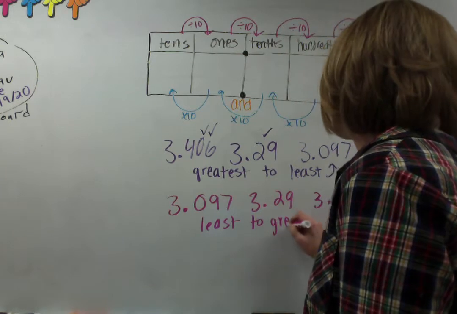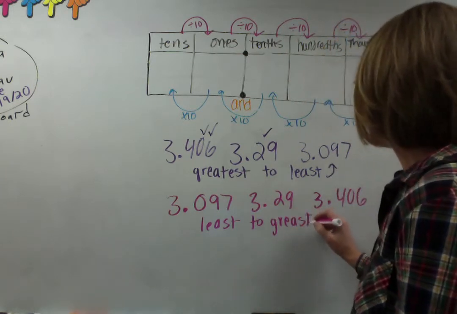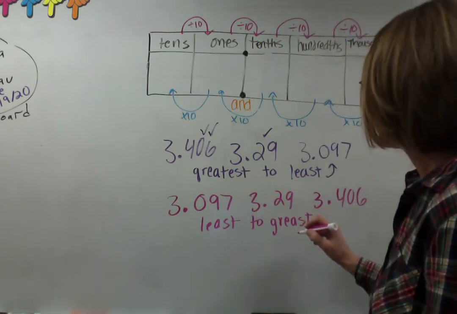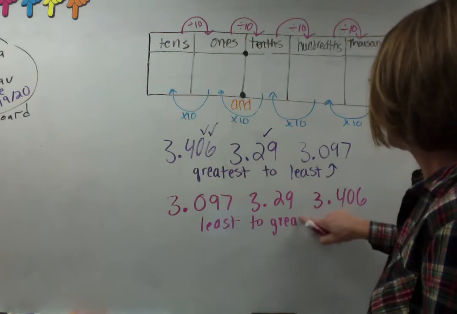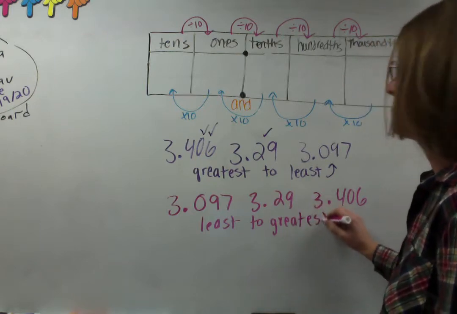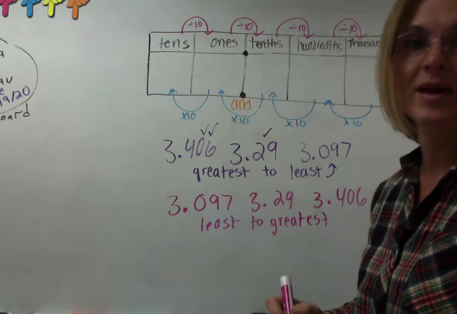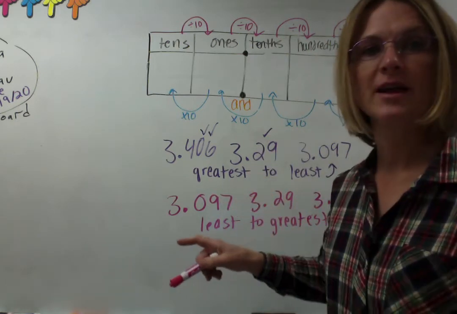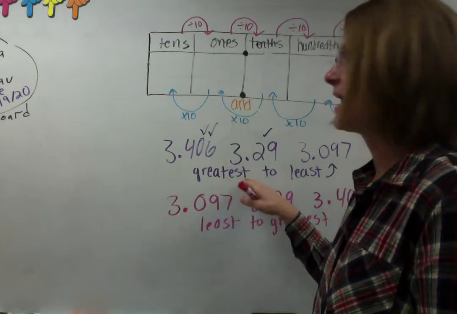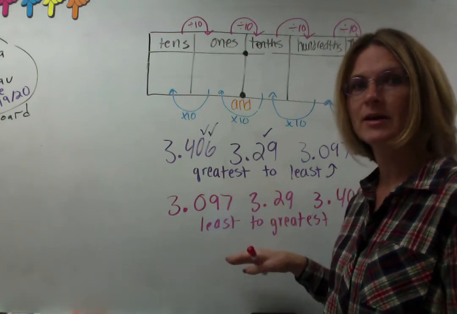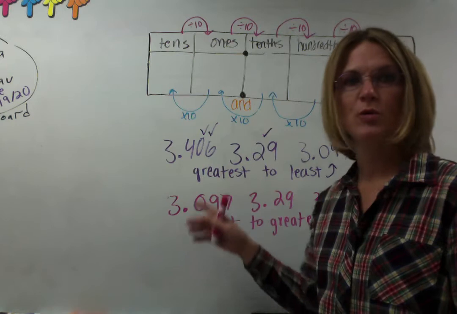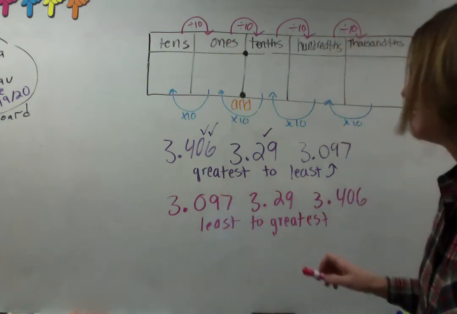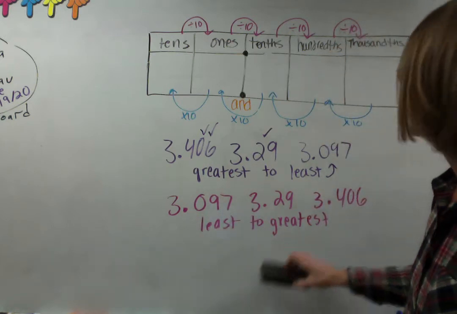So there's 2 ways to order numbers. We can order them greatest to least or least to greatest. What we have to be careful with is making sure we're paying attention about what we're being asked to do. And honestly, I think this is the most confusing part for kids, is when you're being asked to put them from greatest to least or least to greatest, to make sure you're paying attention to what order you're being asked to put them in. That kind of is the hardest part sometimes.